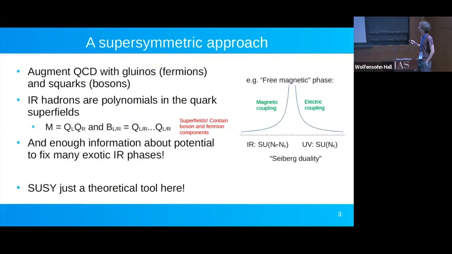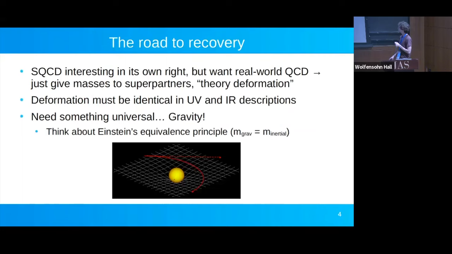So in addition to the normal quarks, you have the superpartners. And because of this, you get a lot of very nice features called holomorphy, which allows you to understand the IR phase of the supersymmetric gauge theory better than in a non-supersymmetric case. Okay, but emphasis, SUSY is just a theoretical tool, so we're going to have to remove the superpartners, and we need a mechanism to do this. And in particular, we want a mechanism where when we do that in the UV, we know exactly how the mechanism is working in the IR, so we want something universal.